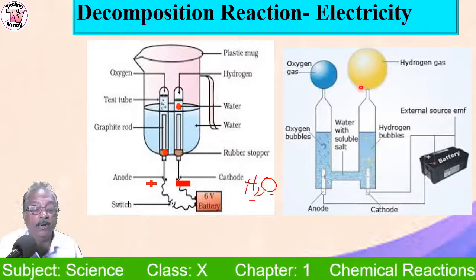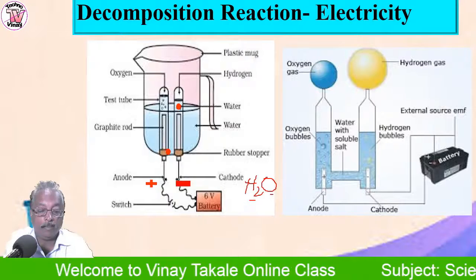Follow, no? So when you pass an electric current through water, it will decompose to form hydrogen and oxygen. The gas given out at the cathode, that is the negative sign, is hydrogen, and the gas given out at the anode is oxygen. Okay, I hope that you are following it. Until here it is okay.